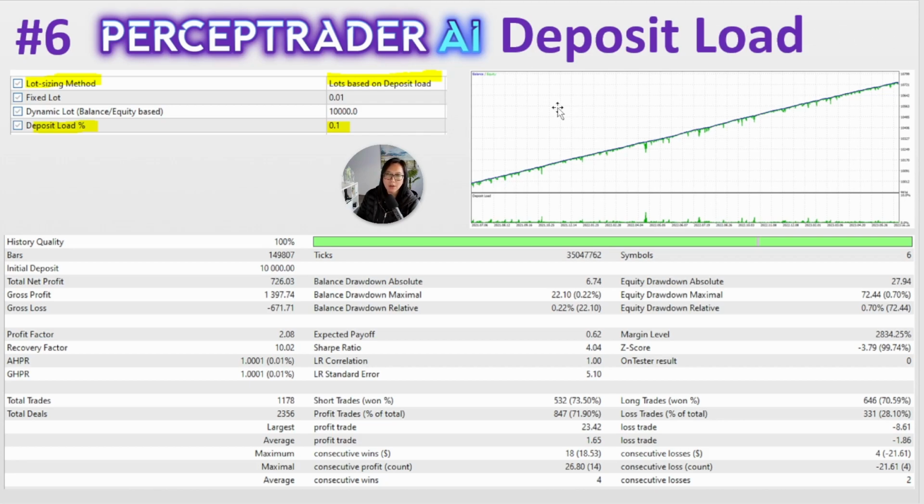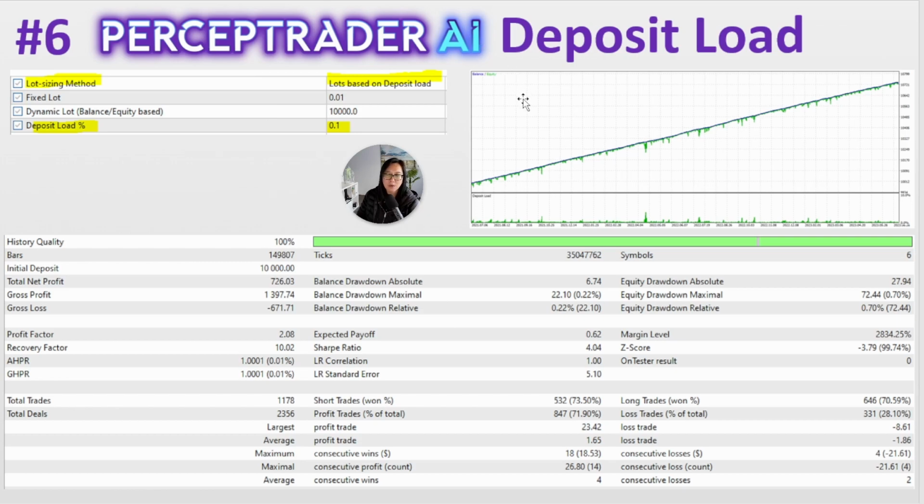Next, the deposit load. Now this one requires 2 fields in order to work together. First, you have to set the lot sizing method to lots based on deposit load, and for the deposit load percent, you can put whatever settings you want here. I've chosen 0.1, which is lower than the low risk settings, just to show you how it performs. Here the total net profit is $726, and from an equity drawdown you've got $72. So the ratio between the profit and loss again is about 10, which is consistent with what we've seen before in the other risk settings.